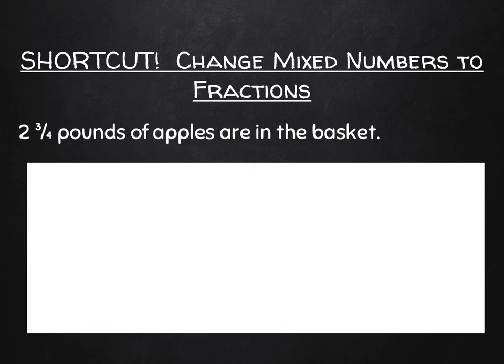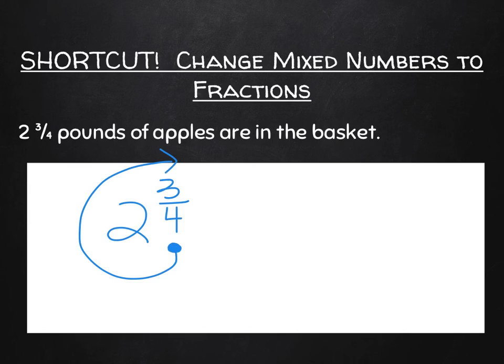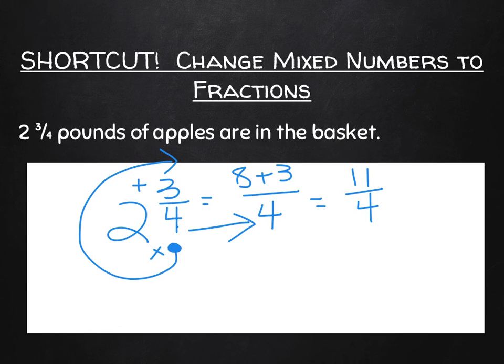Here's what some students find is helpful. If I have 2 3/4, we're going to start at the denominator, put a dot under the denominator, make a C, arrow it around. The bottom is multiply, the top is add. 4 times 2 is equal to 8 plus 3 all over 4. The denominator does not change. And then simplify the top. 8 plus 3 is 11 all over 4.